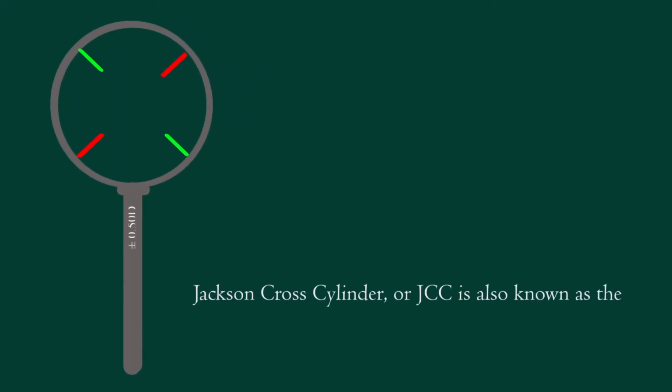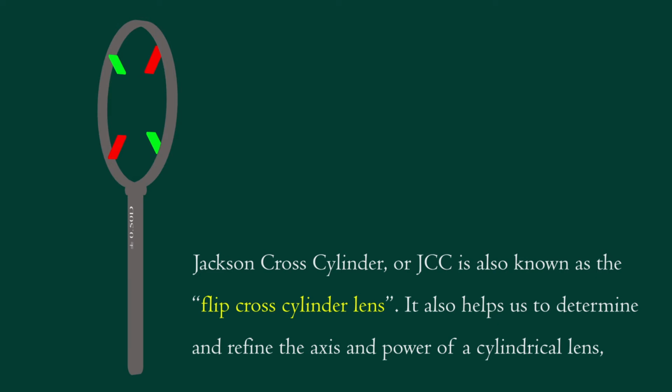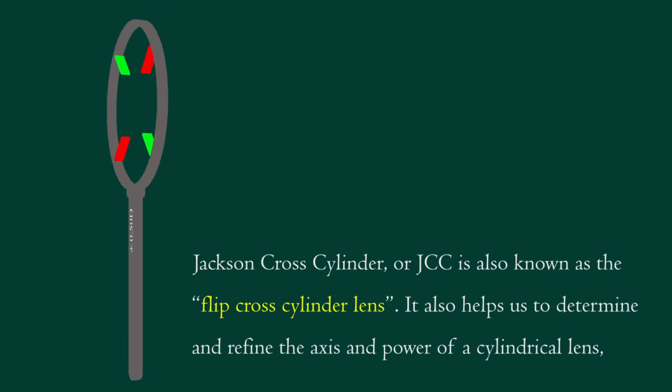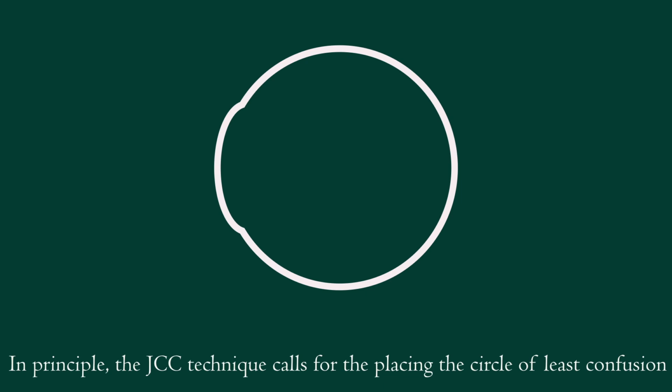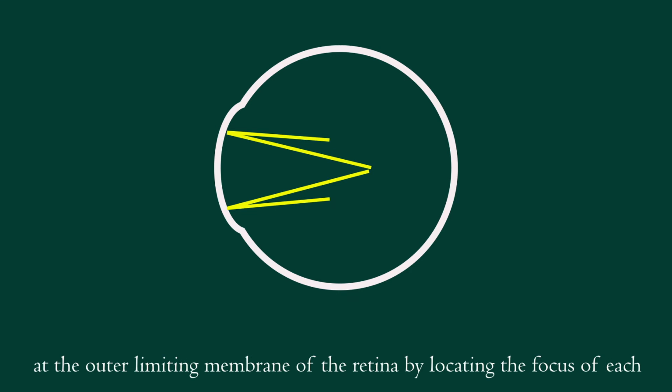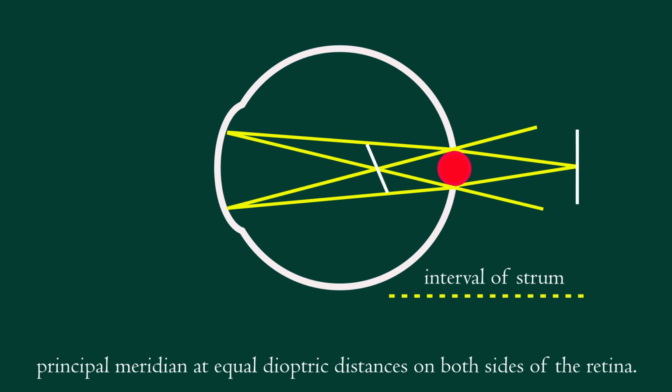Jackson cross-cylinder, or JCC, is also known as the flip cross-cylinder lens. It also helps us to determine and refine the axis and power of a cylindrical lens, respectively. In principle, the JCC technique calls for placing the circle of least confusion at the outer limiting membrane of the retina by locating the focus of each principal meridian at equal dioptric distances on both sides of the retina.